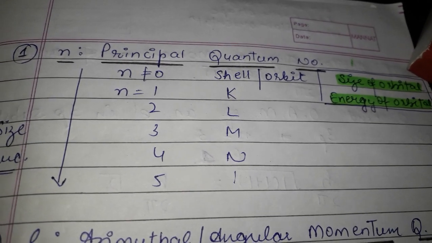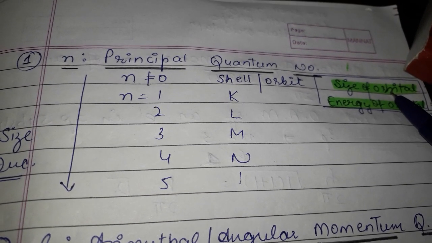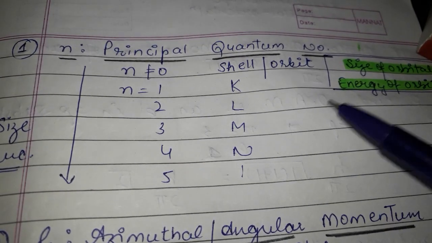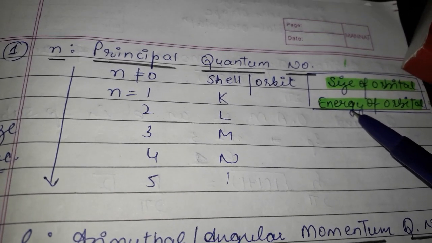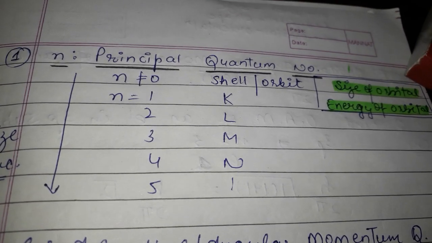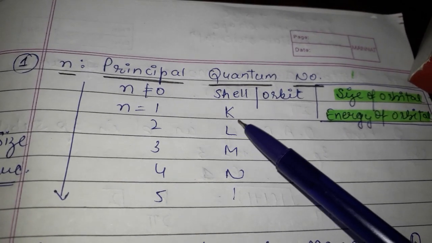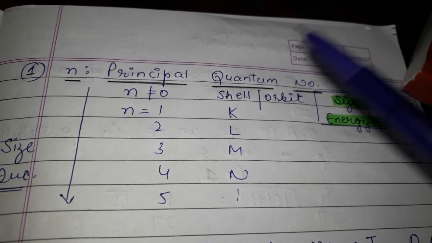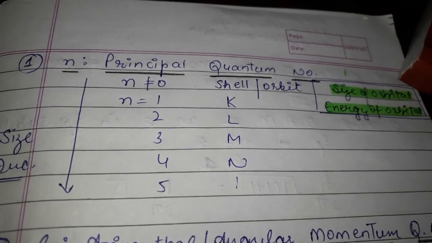Basically, this quantum number tells us about the size of the orbital. As the value of N increases, the size of the orbital will also go on increasing, and the same for the energy, because the energy of the orbital which is nearest to the nucleus is the least, and as we move away from the nucleus, the energy of the orbital goes on increasing. Basically, the quantum numbers describe the address of the electron, and N describes the main shell of the electron.